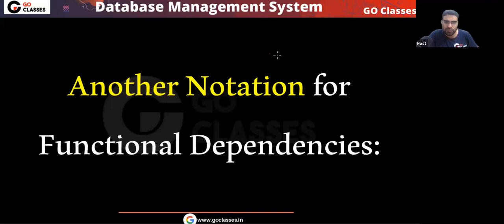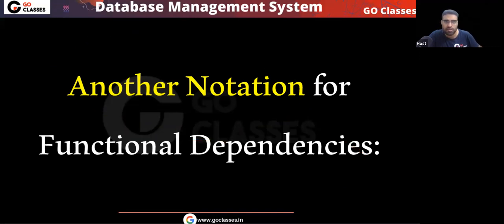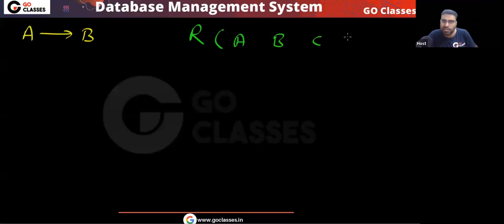Now, one more small topic: another notation for functional dependencies. This is another way of describing the functional dependency. Remember, this is just an alternative notation, nothing else. If you have the functional dependency A determines B, you can describe it like this. See, A, B, C, D. This is just a notation. These two things are the same.